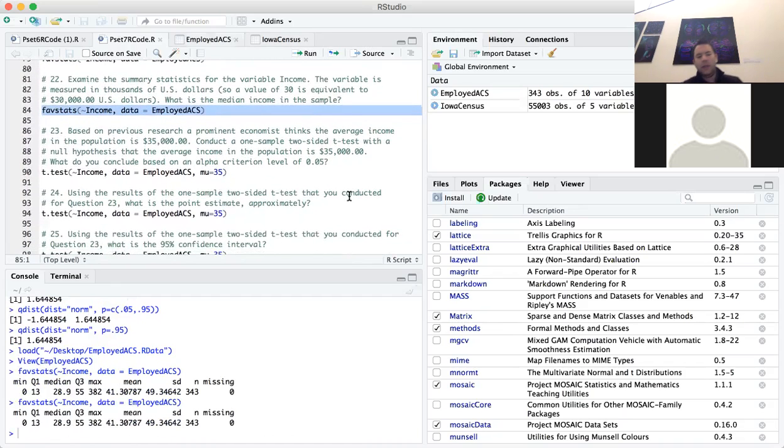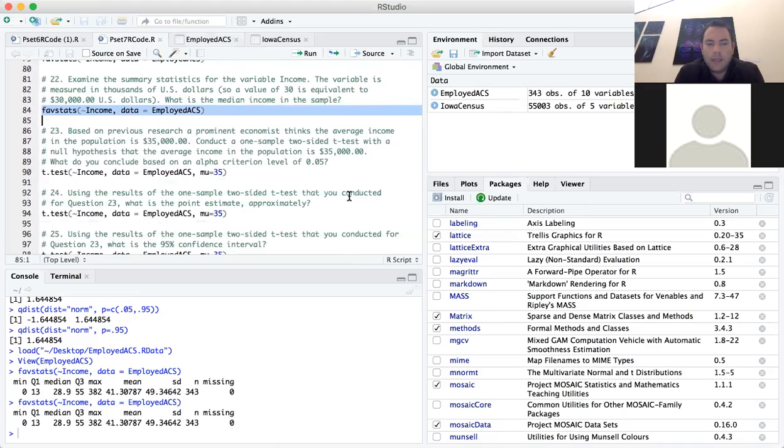So the next question says, based on previous research, a prominent economist thinks the average income in the population is 35,000. Conduct a one-sample, two-sided t-test with a null hypothesis that the average income in the population is 35,000. And what do you conclude based on the alpha criterion level of 0.05? So we can run a t-test for this.